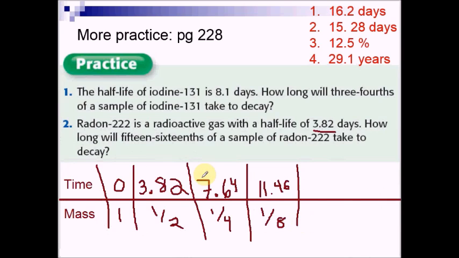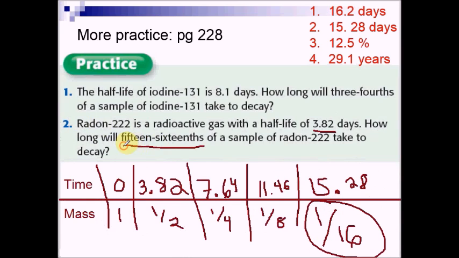And still going. We're trying to get to 15/16 are gone. So add another half-life, 3.82 days. That's going to get you to 15.28 days, and here we would have a 16th left. So if we have a 16th left, then the other remaining 15/16 are gone, and that is how we got to 15.28 days.